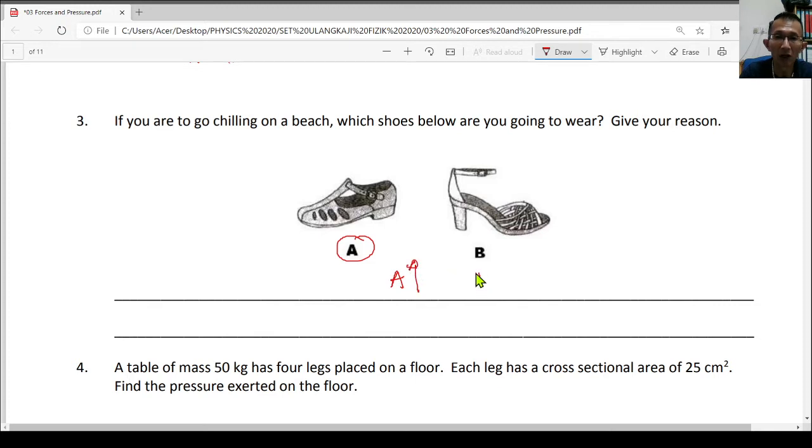If I go to my pressure, P equals F over A, bigger area, as my A increases, my pressure will decrease. So using these shoes, the pressure exerted on the sand will be decreased. Since the pressure is decreased, therefore the shoes will not sink into the sand. Alright, do you follow?